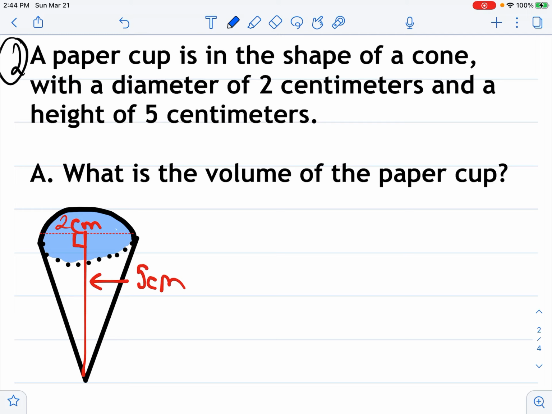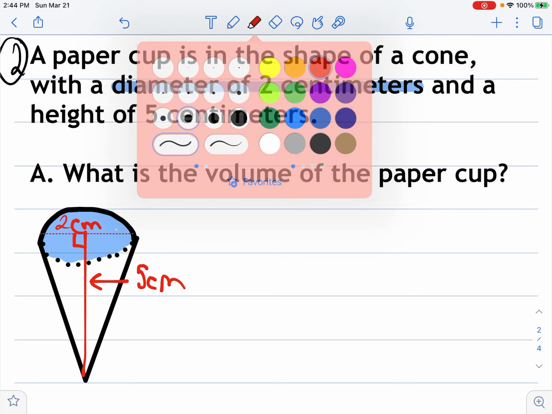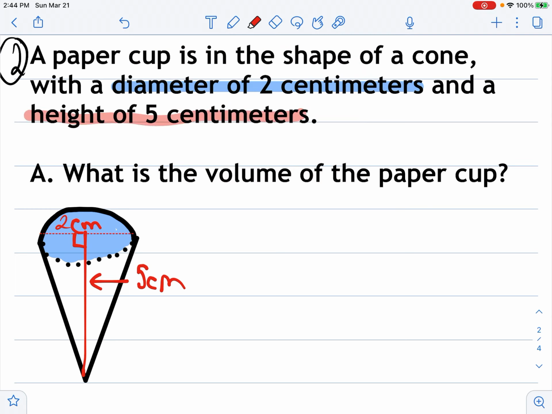Okay, let's go ahead and mark this up. So we know that the diameter of the cone base here, we'll highlight this, is 2 centimeters, and the height is 5 centimeters. Okay, and we need the volume formula for a cone. So we're going to do V equals 1/3 pi r squared times h.